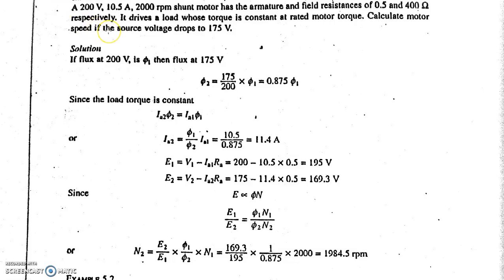The first numerical which we will discuss here is: a 200 volt, 10.5 ampere, 2000 rpm shunt motor has armature and field resistance of 0.5 and 400 ohm respectively. It drives a load whose torque is constant at rated motor torque. Calculate motor speed if the source voltage drops to 175 volt.